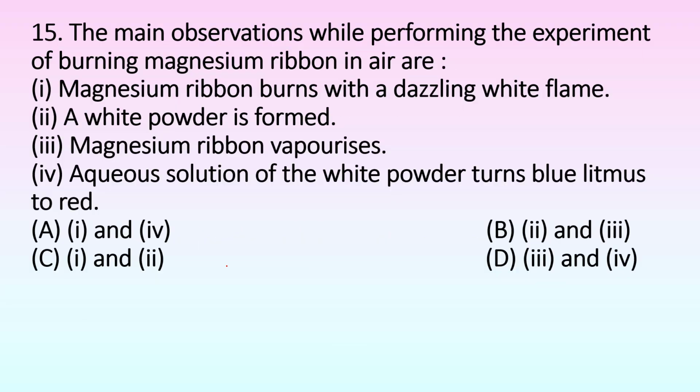Next, question number 15. The main observations while performing the experiment of burning magnesium ribbon in air are: first, magnesium ribbon burns with a dazzling white flame. This is true. A white powder is formed. This is also true. Magnesium ribbon vaporized. This is false. Aqueous solution of the white powder turns blue litmus to red. This is also false. So the answer is option C, first and second.